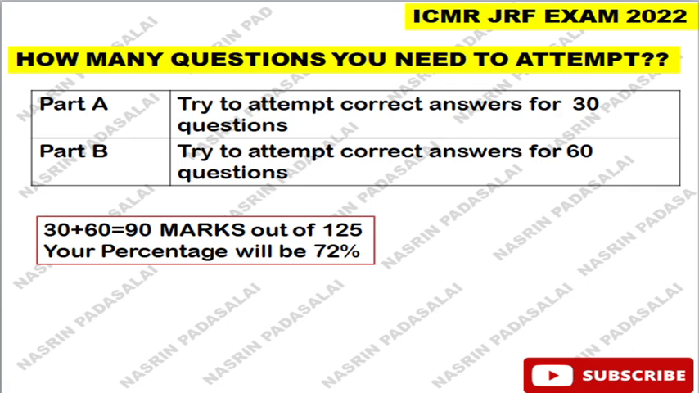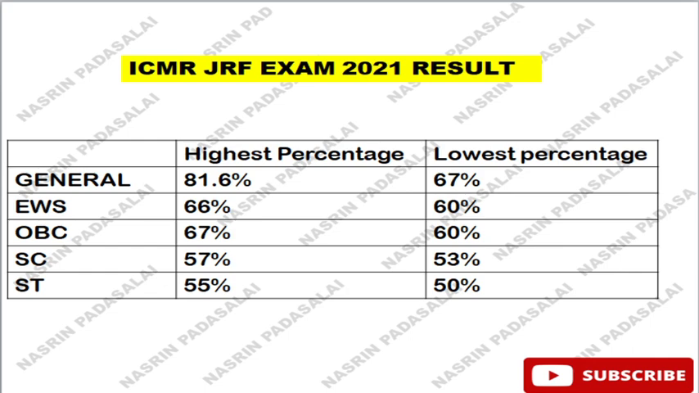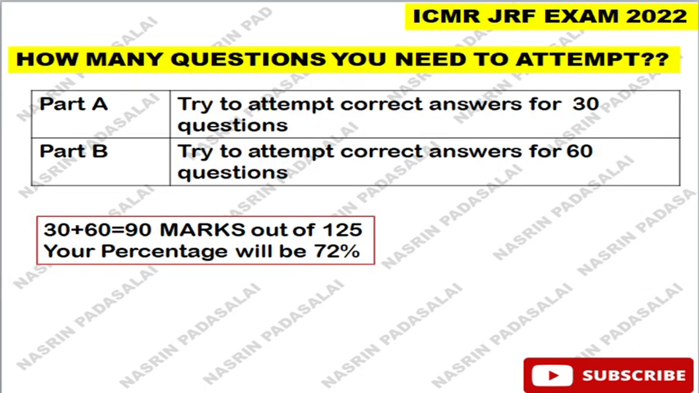Next, why am I putting this particular thing? When I analyzed the ICMR JRF 2020 result, for general candidates the highest percentage is 81.6 and the lowest percentage is 67%. For EWS the highest percentage is 66 and the lowest is 60, and for OBC the highest percentage is 67 and the lowest is 60. And for SC and ST the marks are given accordingly. It is the same for the 2021 examination also. For general candidates the highest percentage scored is 82% and the lowest is 68, for EWS the highest percentage is 71 and the lowest is 64, and for OBC the highest percentage is 70 and the lowest is 62. So like this you should know, and you should work smartly, friends.